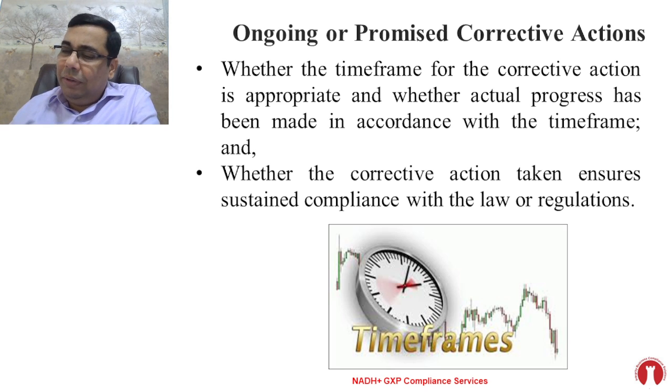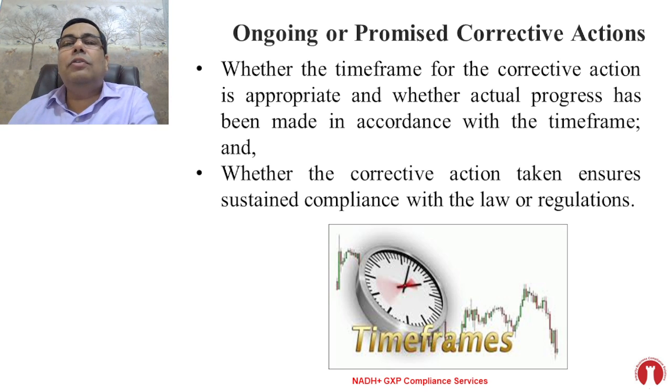Like within 15 days the URS shall be prepared. Then within the next 1 month, by a particular date, a suitable vendor will be identified and selected. Within this much period, you will issue the purchase order. Within this much period, you will prepare the qualification or validation of the computerized system. So this way you have to promise, if it is a long-term action plan.